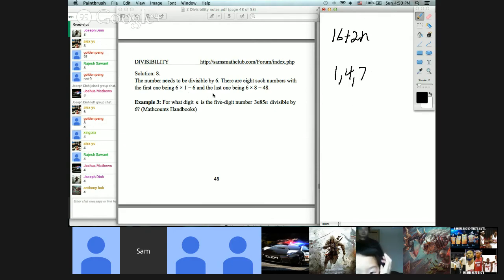Okay, so if it's divisible by 6, it has to be divisible by 3, so it's one of these digits, but it also has to be divisible by 2, since it's divisible by 6. If it's divisible by 2, the last digit must be even, so 1 and 7 both don't work, so the answer is 4.